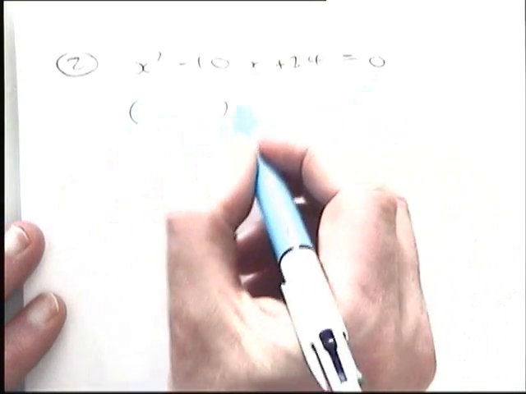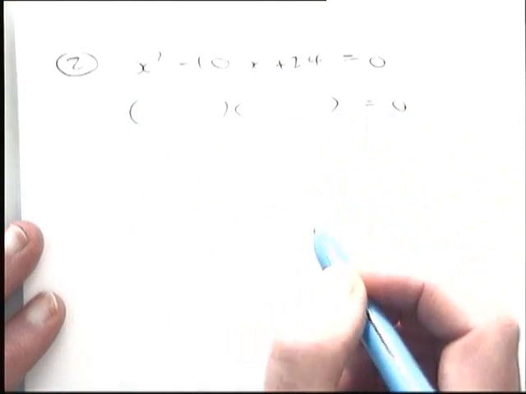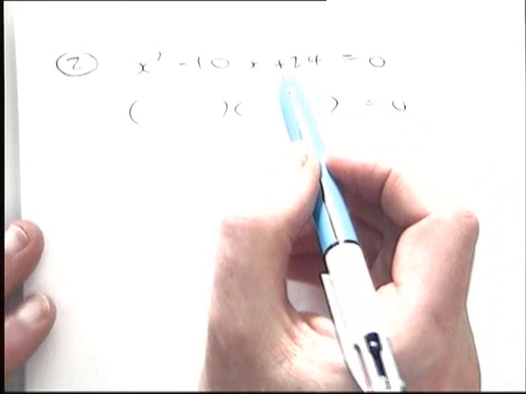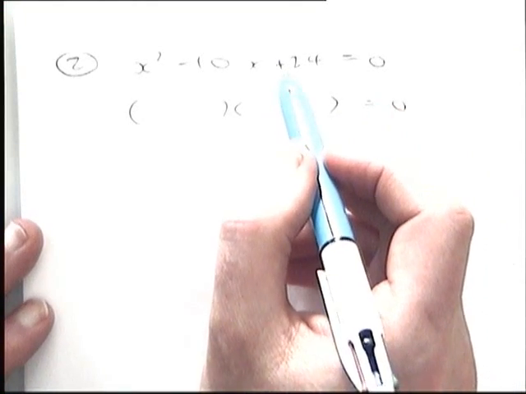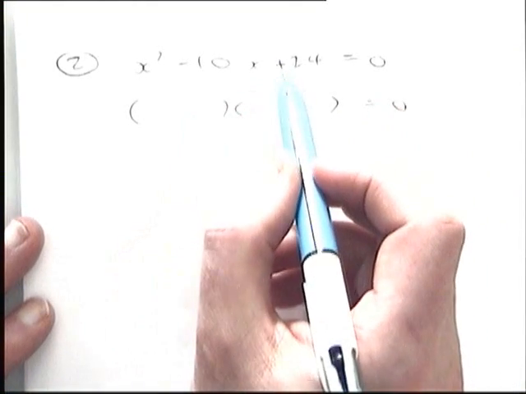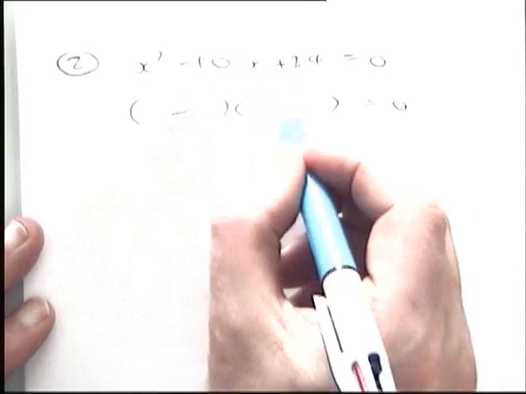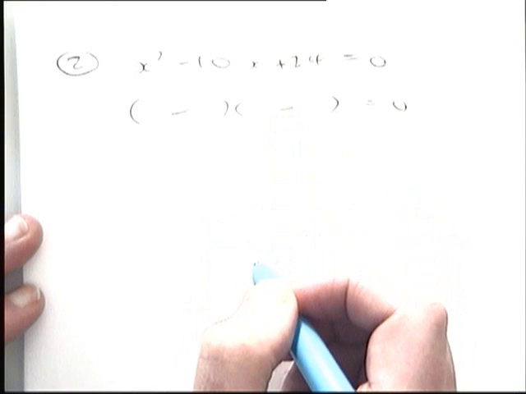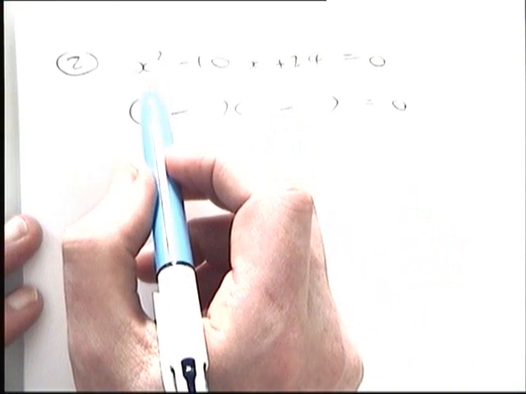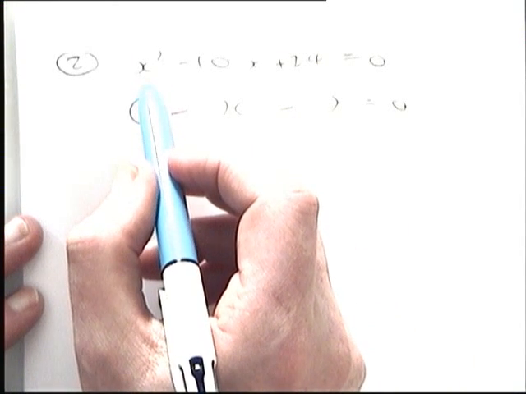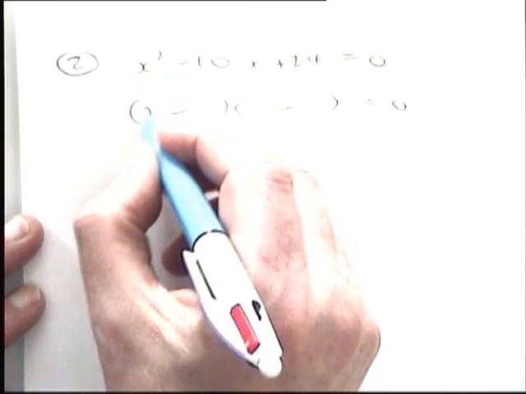Now this time, let's just have a look at the signs first. I have a plus sign here, and if I've got a plus sign here, it means that the two signs in the brackets are both the same as that sign there. So I know immediately I can put a minus in both of these brackets. And if I've got an x squared here, the only thing that can come from is an x times by an x. So I know I can do that straight away.